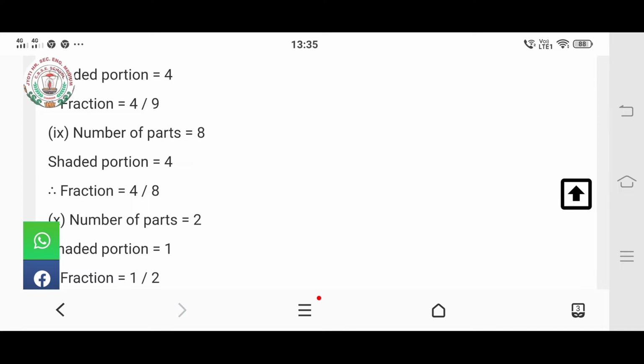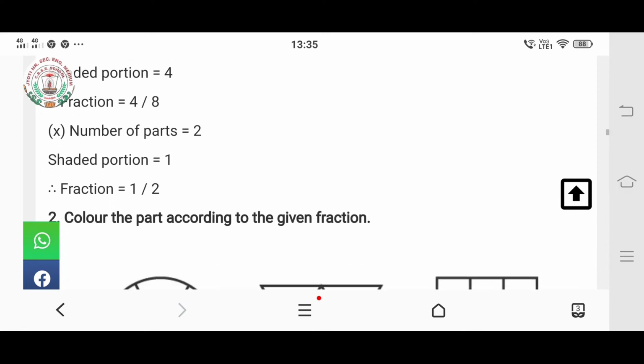Then coming to the 10th part. You can see it is just like a honeybee, but half the portion is shaded and half the portion is unshaded. So directly we can write down 1 by 2. 1 by 2 directly we can write, but here we have to write and show. So you can take the number of total parts 2 and the shaded portion 1. So the fraction is 1 by 2.